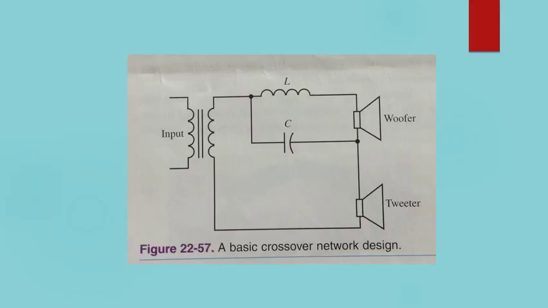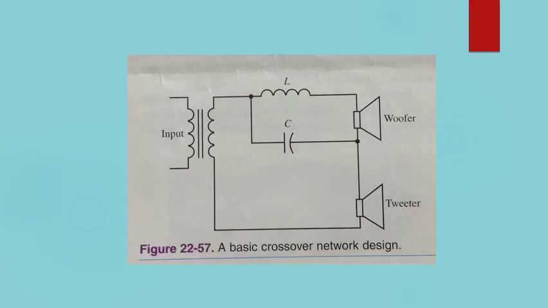A crossover network is shown in figure 22-57. Coil L is connected to the subwoofer. Coil L is connected to the woofer. As the frequency of the sound increases, the reactance of L increases at the rate of XL equals 2 pi f L, the formula for inductive reactance.